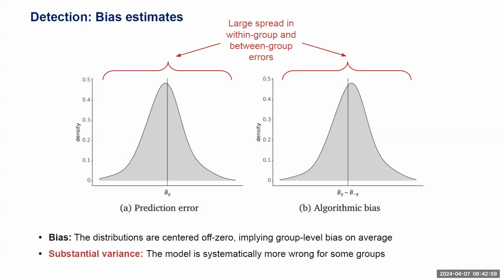And we also see that it's a large disparity in the sense that the distributions are wide. You know, some groups are subject to 2 standard deviations worse within group errors, and errors that are 2 standard deviations worse than for prediction error for the other groups.